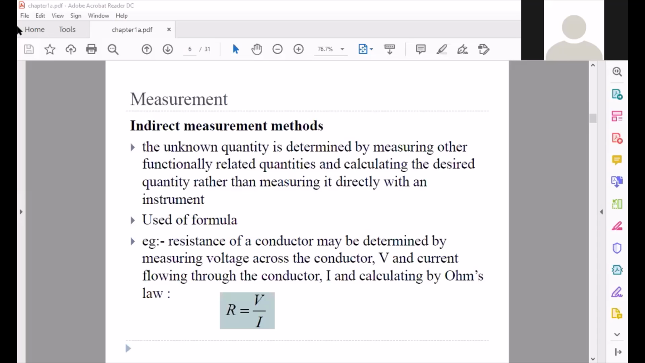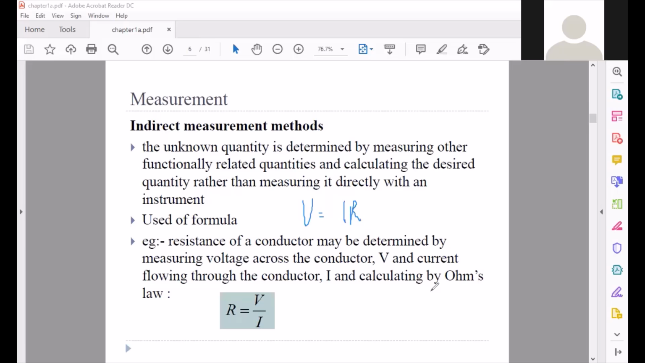So indirect measurement means the unknown quantity is determined by measuring other quantities functionally related to it, and calculating the desired quantity rather than measuring it directly with the instrument. For example, to measure the resistor, this is Ohm's law, V equal to I R.